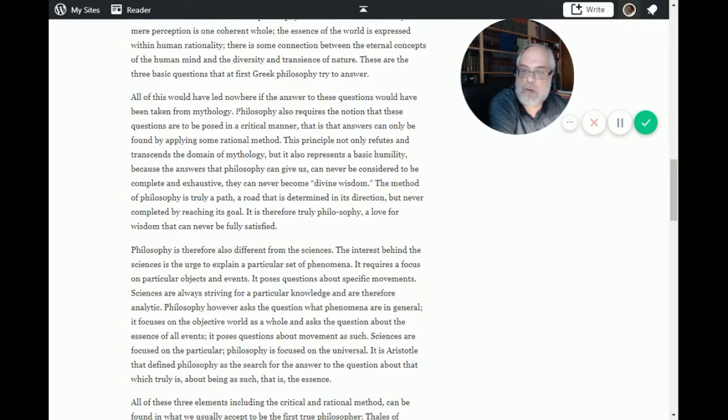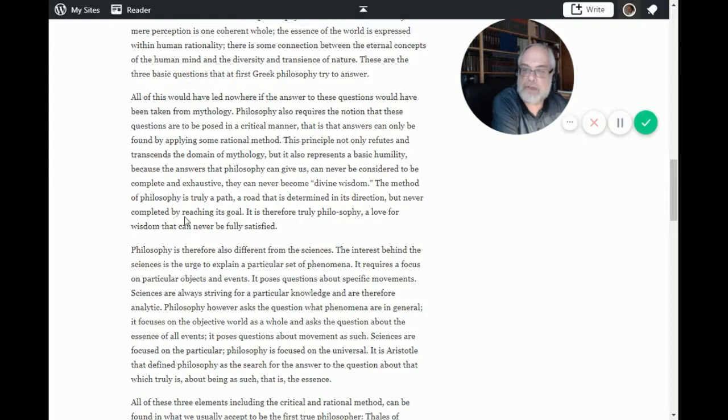All of this would have led nowhere if the answer to these questions would have been taken from mythology. Philosophy also requires the notion that these questions are to be posed in a critical manner. That is, that answers can only be found by applying some rational method. This principle not only refutes and transcends the domain of mythology, but it also represents a basic humility, because the answers that philosophy can give us can never be considered to be complete and exhaustive. They can never become divine wisdom.